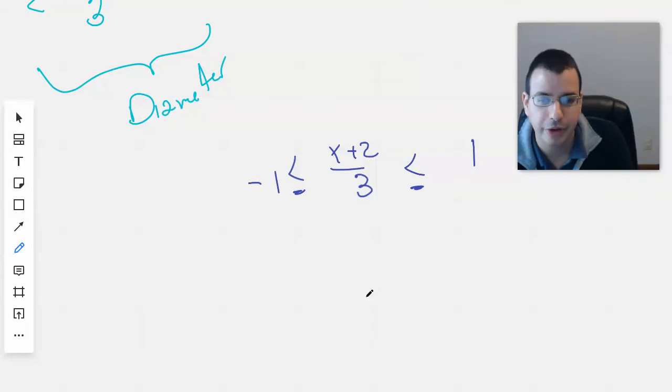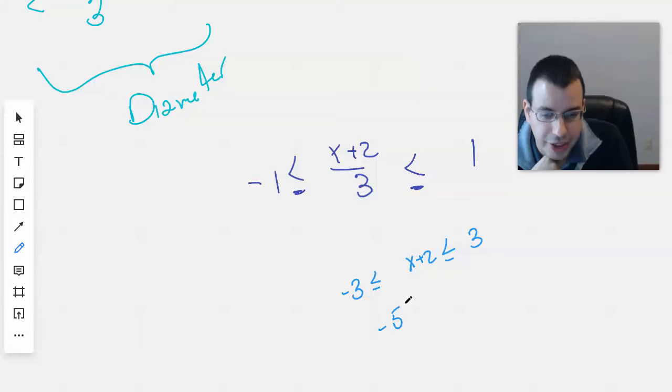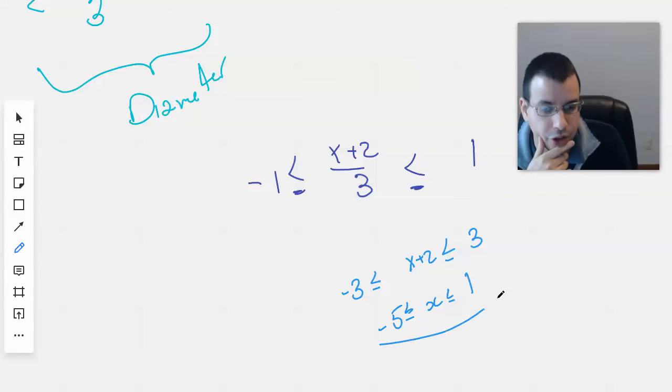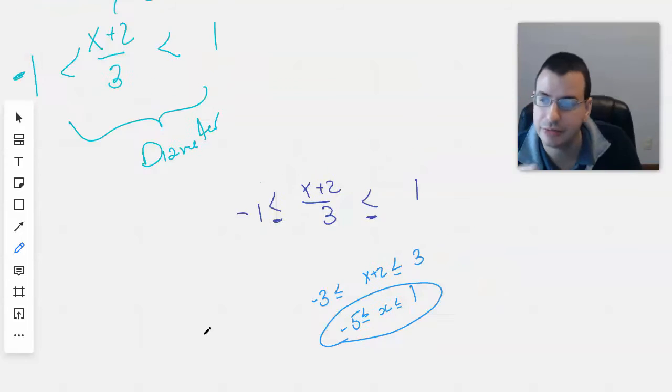Okay, so multiply both sides by 3. Negative 3 less than or equal to x plus 2 less than or equal to 3. Subtract 2: negative 5 less than or equal to x less than or equal to 1. So x is between negative 5 and 1.